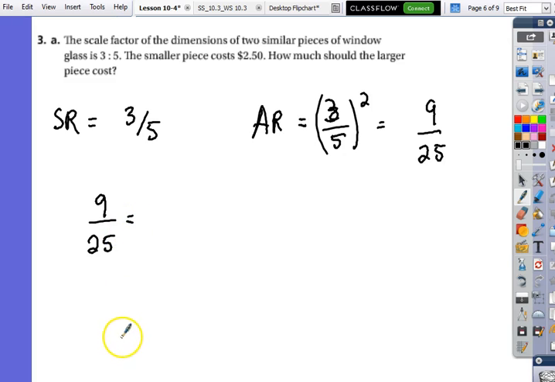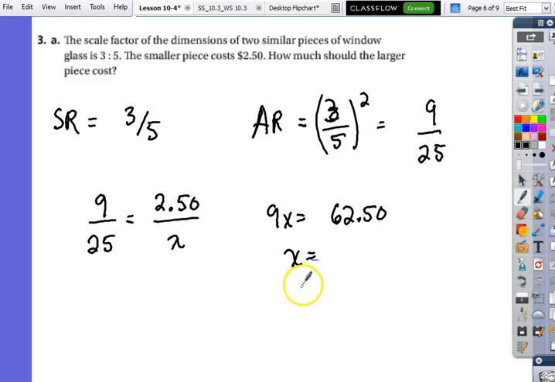And 9 over 25 is what I'll use to perform my proportion. So 9 over 25 is equal to, now remember, I have the smaller piece, so that's $2.50 over x. 9x will equal 25 times 250, which is 6250. And then I'll just divide that by 9. And I get, I'm going to call it $6.94. So this seems reasonable because this is a bigger piece of glass and it's more expensive than the smaller piece of glass.